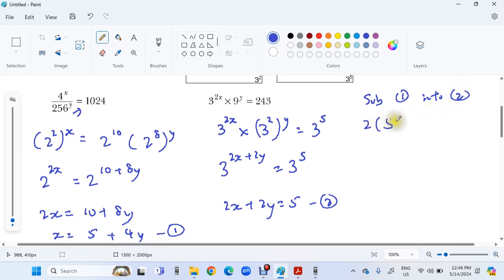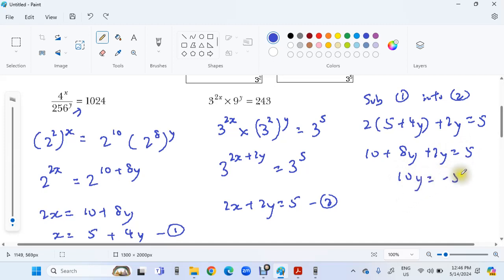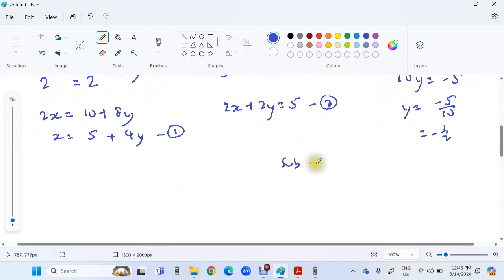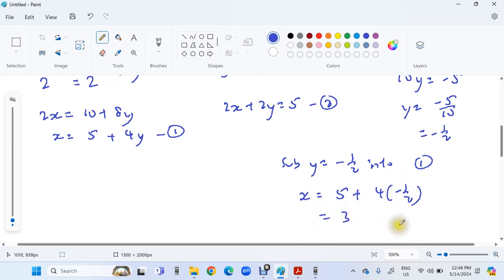Then we have 2 times (5 plus 4y) plus 2y equal to 5. 10 plus 8y plus 2y equal to 5. So we have 10y equal to negative 5, y equal to negative 5 over 10. So that is negative half. So we sub y equal to negative half into equation 1. Then x will be 5 plus 4 times negative half. Then x equal to 3. So x equal to 3, y equal to negative 0.5.